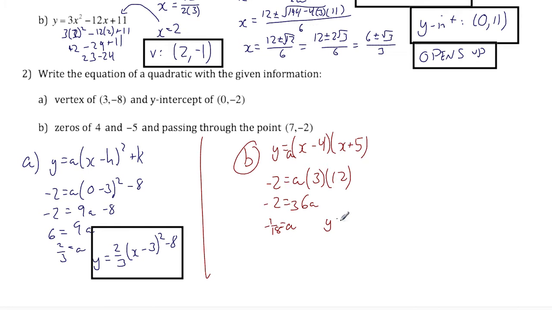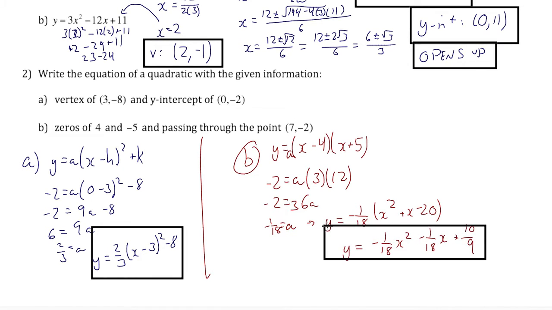So plugging that in, I'm going to get y is equal to negative 1 over 18 times x minus 4, x plus 5, or x squared plus x minus 20. Distribute this in, so I get y is equal to negative 1 over 18 x squared minus 1 over 18x plus 20 over 18, which is 10 over 9. Don't worry about the fractions there. Leave them as fractions. It's fine. Don't go rushing to make them decimals or weird stuff.